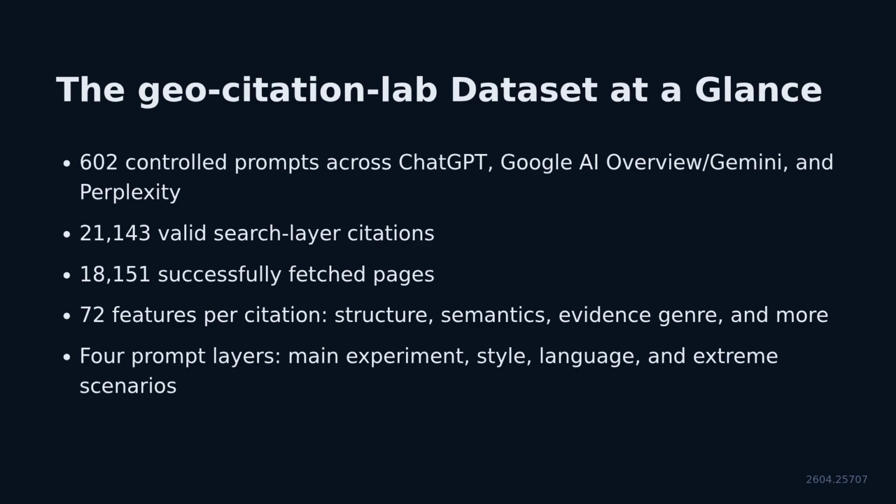The study analyzes the public Geocitation Lab dataset, a carefully designed research object covering 602 controlled prompts run across 3 platforms. It contains over 21,000 valid search layer citations, nearly 24,000 citation-level feature records, and 18,151 successfully fetched pages, each characterized across 72 features. Prompts were organized into 4 layers: a main experimental layer, a style contrast layer, a language contrast layer comparing Chinese and English, and a layer of realistic and extreme scenarios.